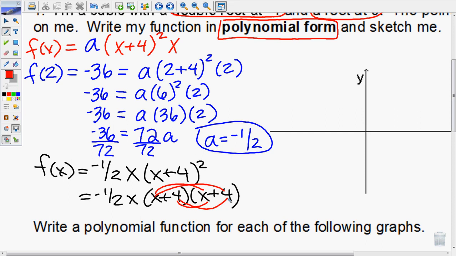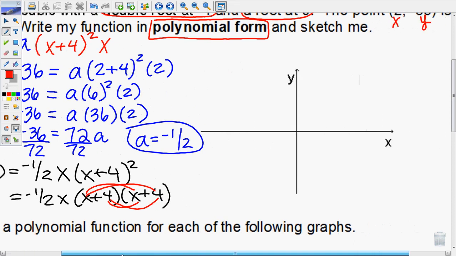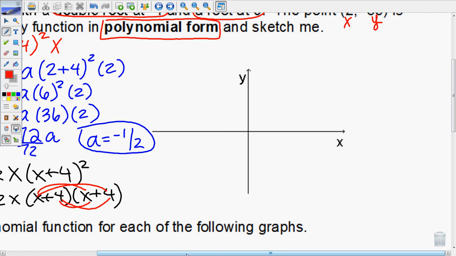No. Okay, can I scoot my board over so I can write it? I'm going to write it so I can have more space. So now we have negative 1/2 x times x squared plus 8x plus 16. How did I get 8x? Because you added the 4x's. Exactly, I added my 4x's together. So 4x and 4x makes 8x.